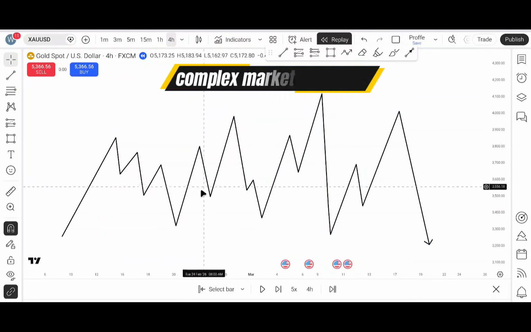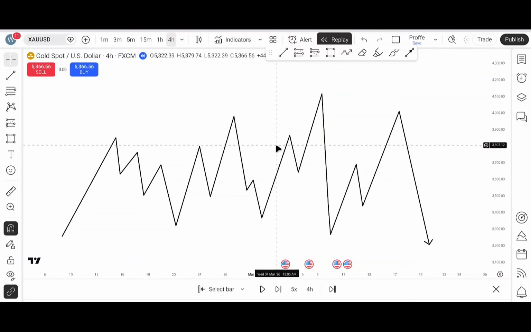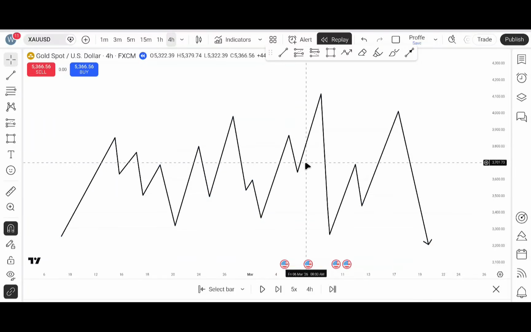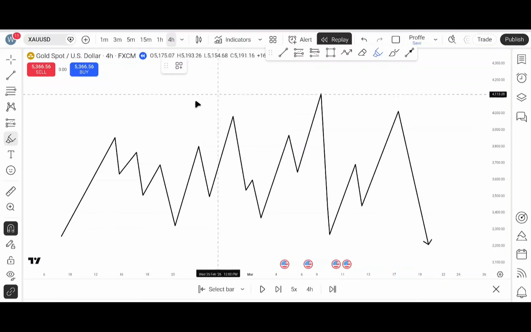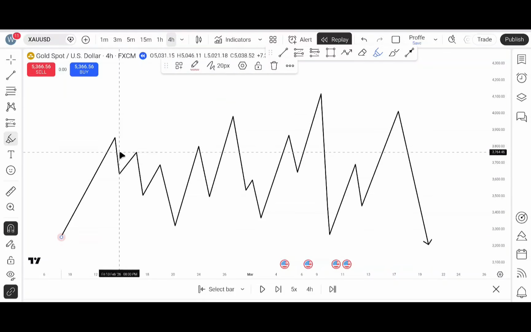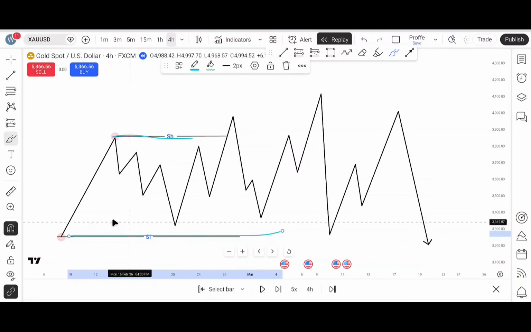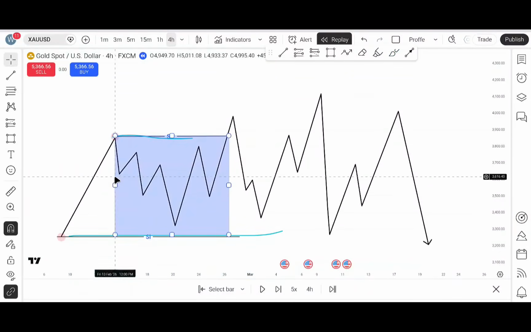This looks very much more complex than the previous market structure. So how do you understand this in simple terms? It's just the same thing with a little twist. Now, to understand this is very simple. What do we do? Kindly mark out the previous trading range. Now we had a low and a high. Now we have a high and a low.